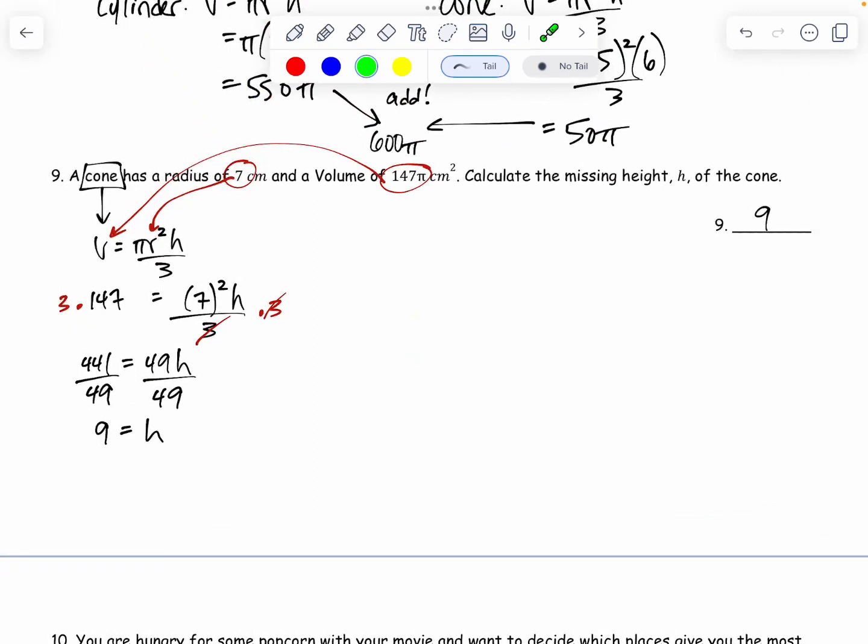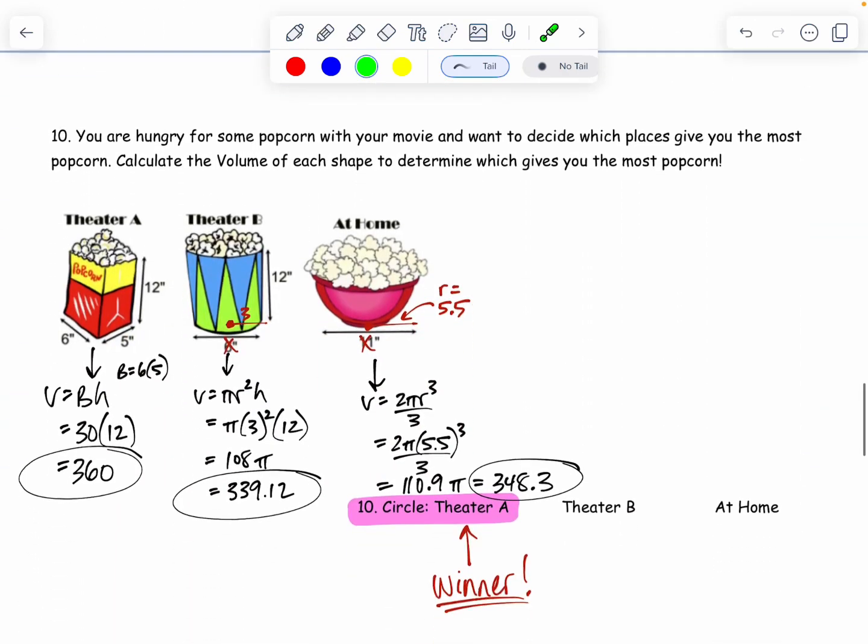So just plug in everything that you know, you guys, and then use your algebra skills to solve. Everybody in this class passed algebra. That's how you got to geometry. So just use your algebra skills to solve. Here's the last one, number 10.